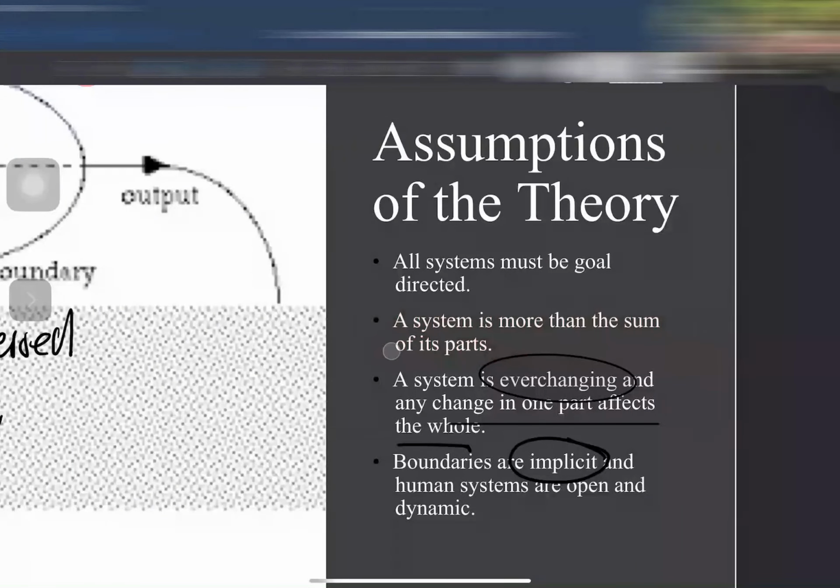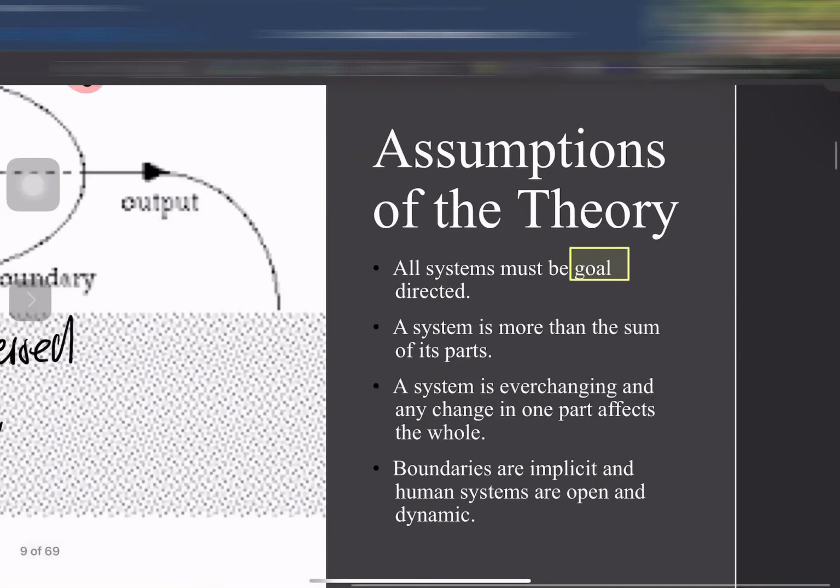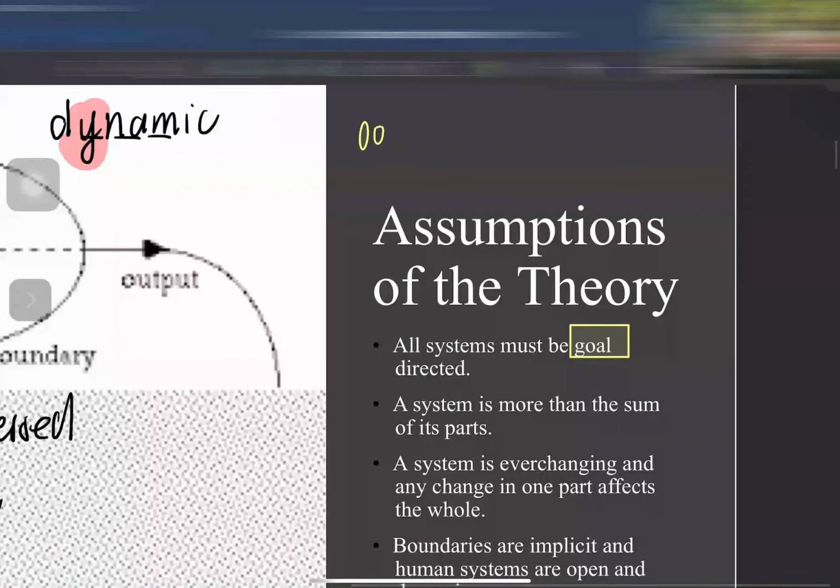Class, first of all, the theory says that all systems must be goal-directed. So whatever the system is that we will be touching on once we are already staff nurses, those systems are considered to be goal-directed. For example, a computer could also be considered a system. Ano po yung goal ng computer? The goal of the computer is to make your work efficient. Okay, class, the goal of having the computer is to make your work efficient.